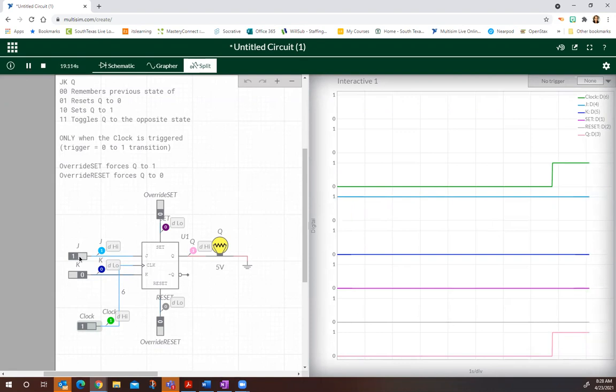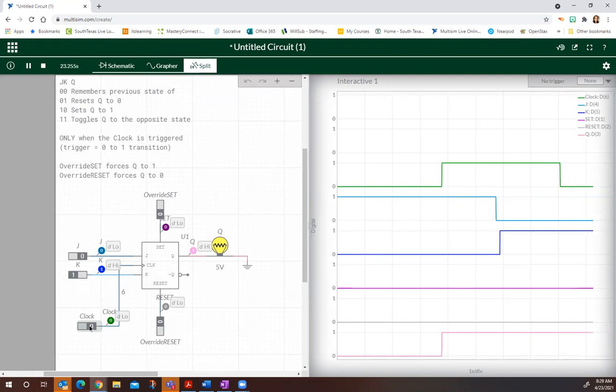If I now change this input to, let's say, try to reset to 0, let's change J to 0 and K to 1. Again, the output is not affected yet. You can see that the inputs have been changed because I changed the switches, but the output is not going to change until I give it a 0 to 1 transition. So at this moment, I'm going to click the switch, and nothing happens because it was a 1 to 0 transition. I want it when it first turns on. So here, the moment I click the switch now the output happens.